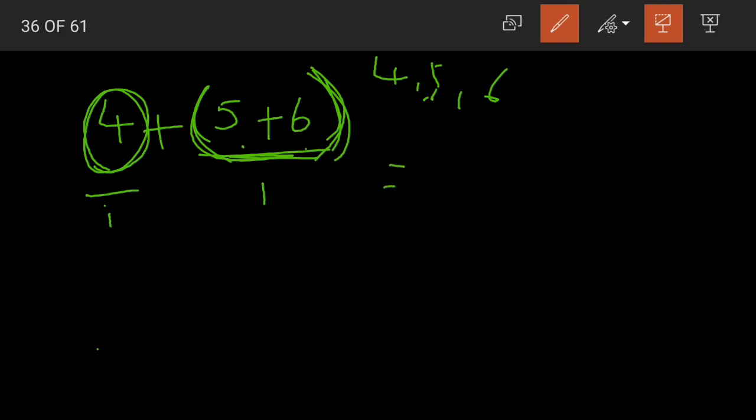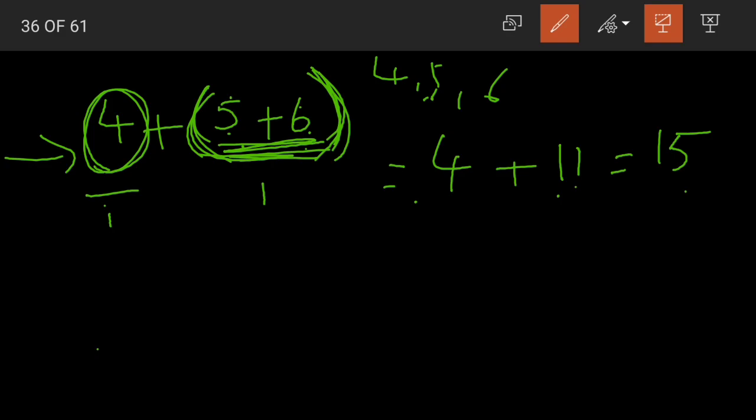What happens when we add? And remember, children, whenever we have brackets, we have to add those numbers first. Let us keep 4 like that only. 5 plus 6 becomes 11. Yes, 5 plus 6 becomes 11. And the answer will be 15. 4 plus 11 becomes 15. Okay.